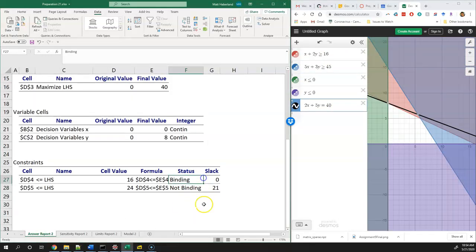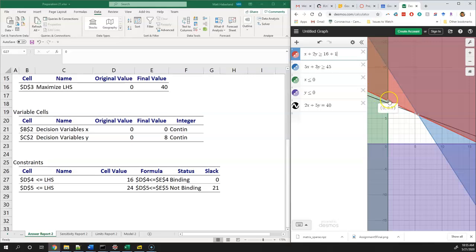Okay, now the slack values, which we discussed just a second ago. If the constraint is binding, it has 0 slack. That means we cannot change either the right-hand side or the left-hand side. We can't change this value any without changing the optimal solution. If we added 1 to this, then we would have to move the optimal solution. It looks like we could get up to 41, maybe 42 or something like that. That changes the optimal solution.